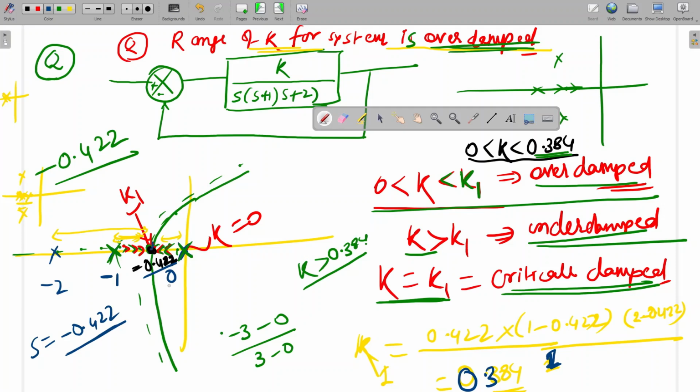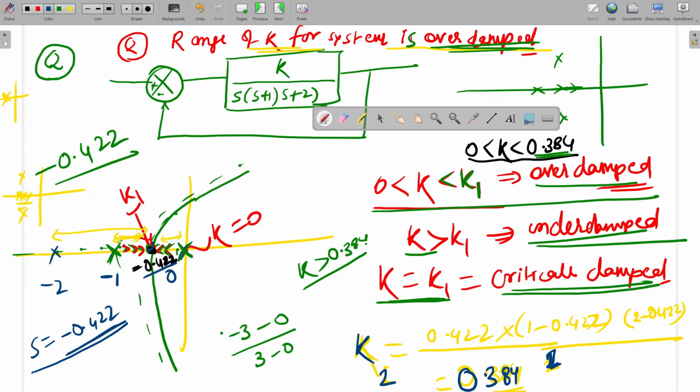But sir, K is 0.384 at this point. Where S is equal to minus 0.422, there we have calculated the K that I am showing as K1, that is 0.384. Is it clear now?